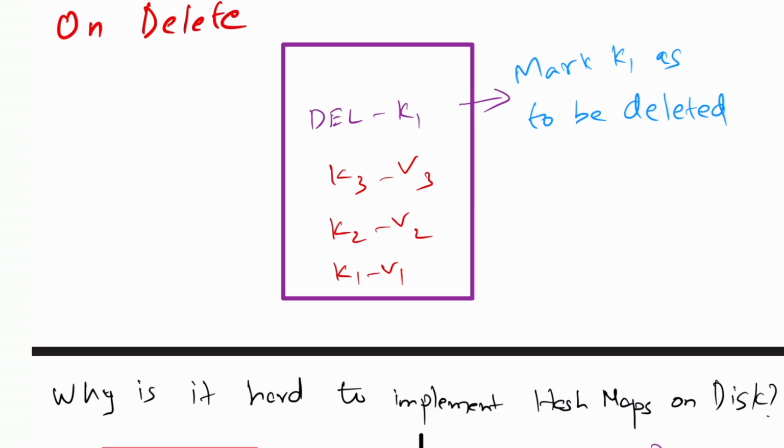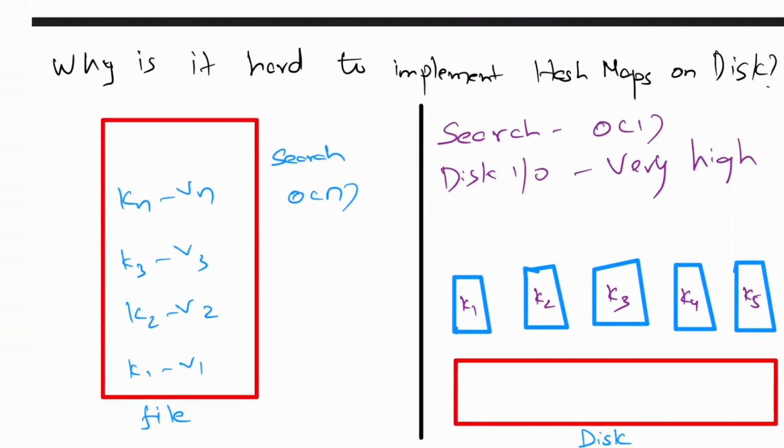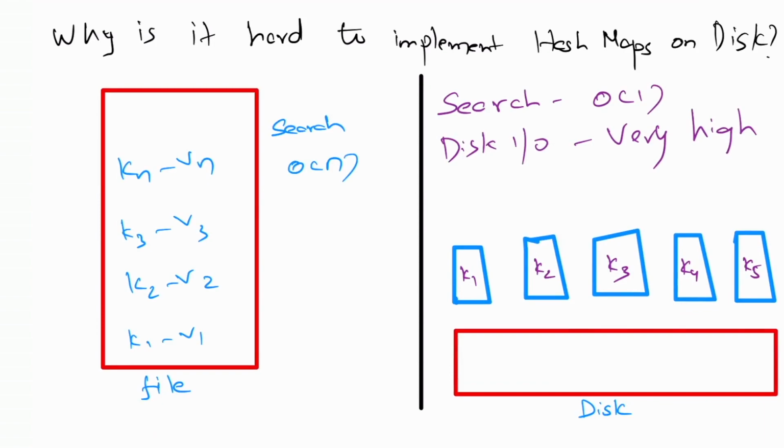If you store all key values in a single file, now search becomes O of n. It's not a hash map anymore. And if you store each file separately, now disk IO increases drastically, which reduces your speed, right? Although it looks like a hash map, the speed is pretty slow. That is why it's pretty hard to implement efficient hash maps on disk.